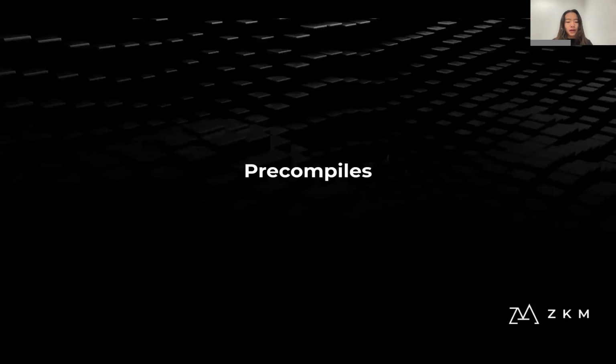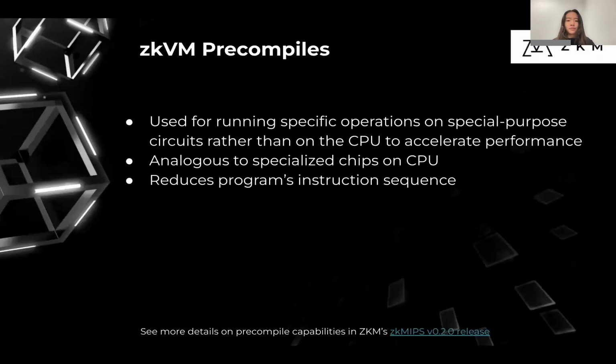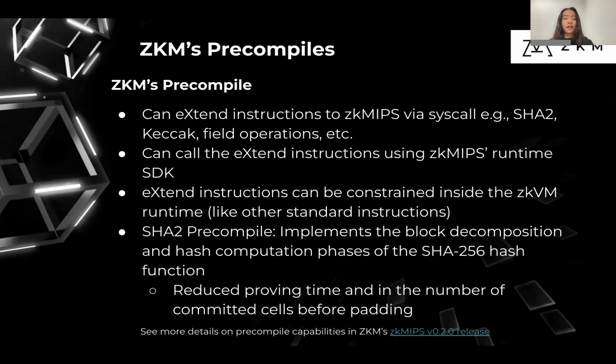Now for precompiles, their main role is to accelerate certain operations on the ZKVM, which allows for a lot faster proof generation. You can think of them as similar to specialized chips on the CPU, which perform operations a lot more efficiently. And it does this by reducing the program's instruction sequence. So specifically with zkM's precompile, we can extend instructions to zkMIPS via system call.